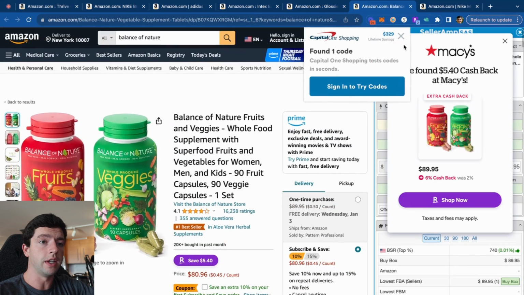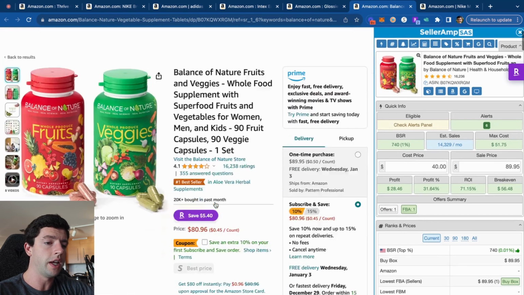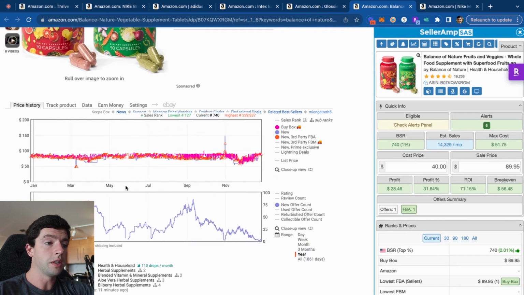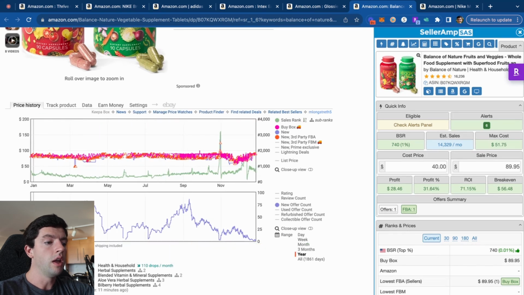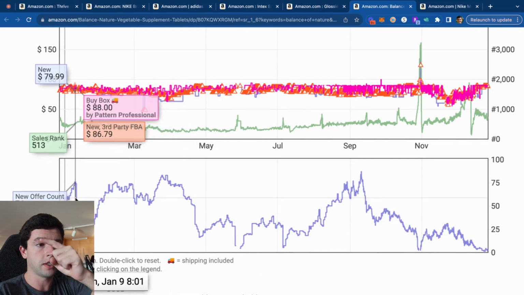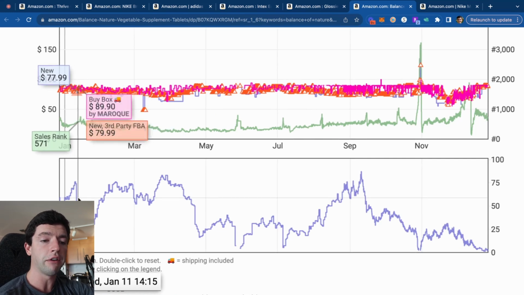We can see this Balance of Nature product right here is completely popping off. We can see it's got 16,000 reviews right here. But if we take a look at the Keepa chart right here, and look at the year-long data, we can see that this product has been performing really, really well for a while. But there's been several examples where the competition is normally oscillating along and then completely drops off to zero, which is basically the brand owner or the listing owner kicking everyone off this product.